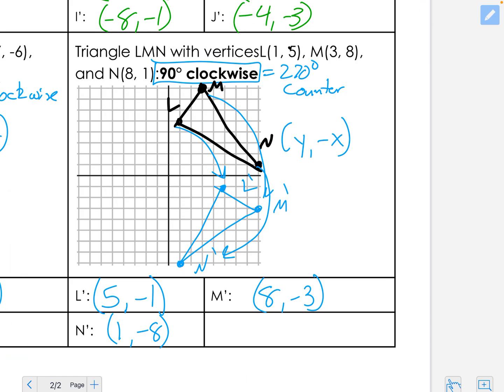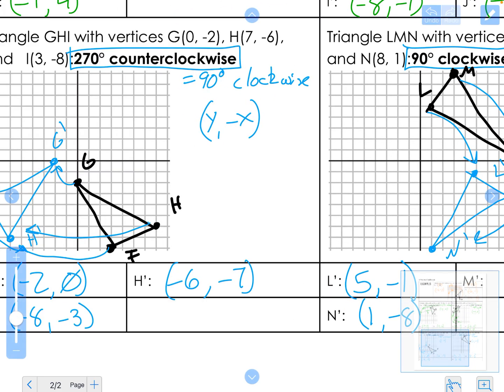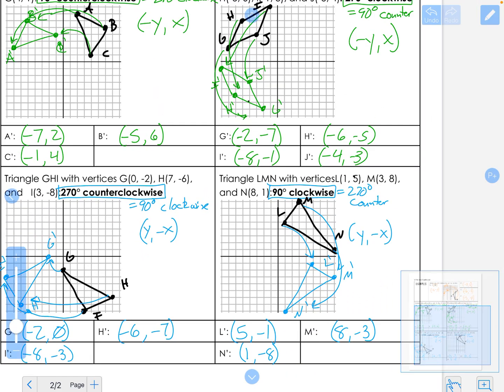I forgot the prime on those 3 points. Got the prime on the other ones. So that is how we do rotations about the origin.